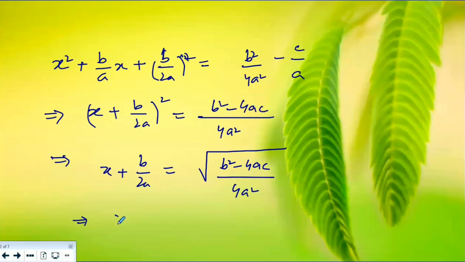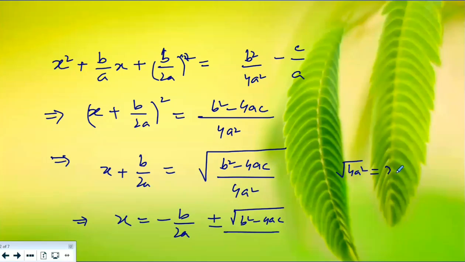Now here we have plus minus the square root of b square minus 4ac, and the square root of 4a square equals 2a. So here we have 2a.